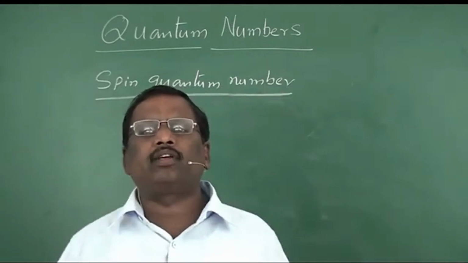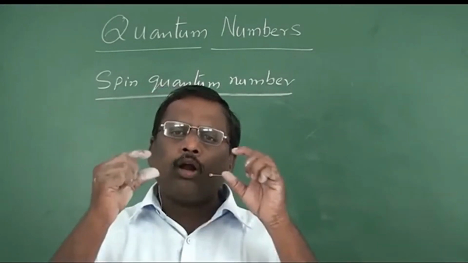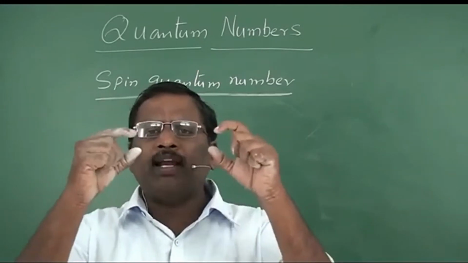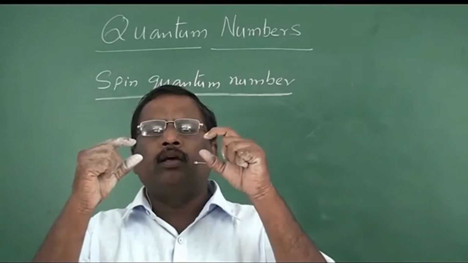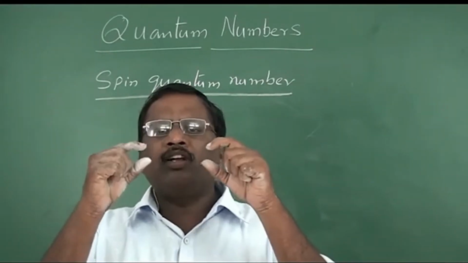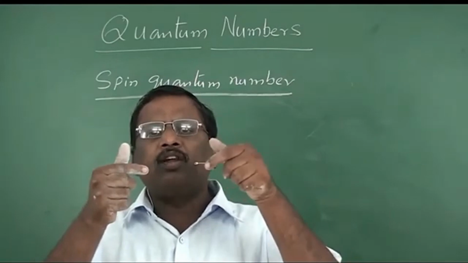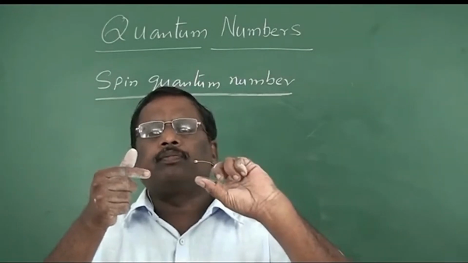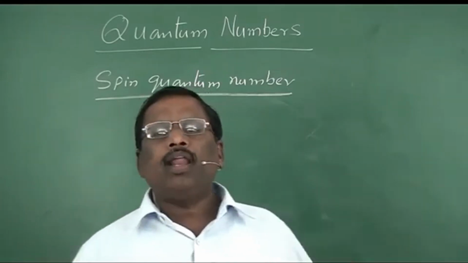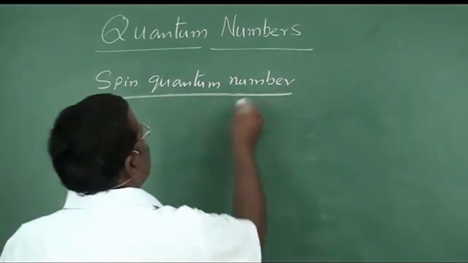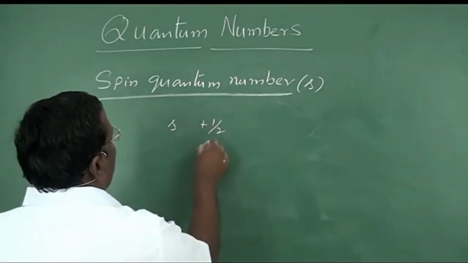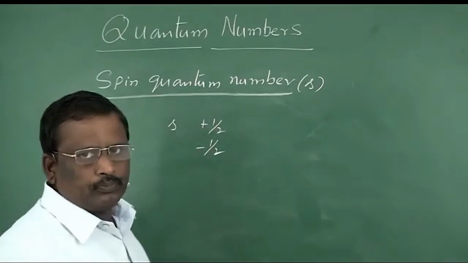Only two possible directions are there. That's why in any orbital, there is possibility for two electrons only, because only two spinning directions are there. An orbital can accommodate only two electrons. In that orbital, one electron will spin in the clockwise direction and the other electron will spin in the anti-clockwise direction. So this quantum number will have only two possible values. They are plus half and minus half. S values are plus 1 by 2 or minus 1 by 2.